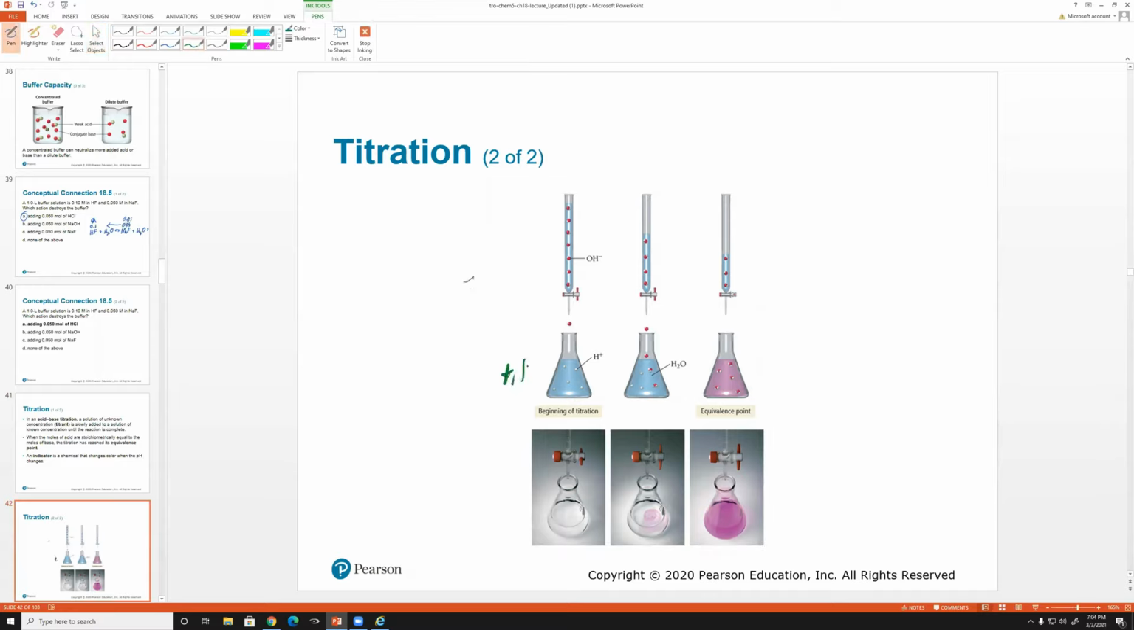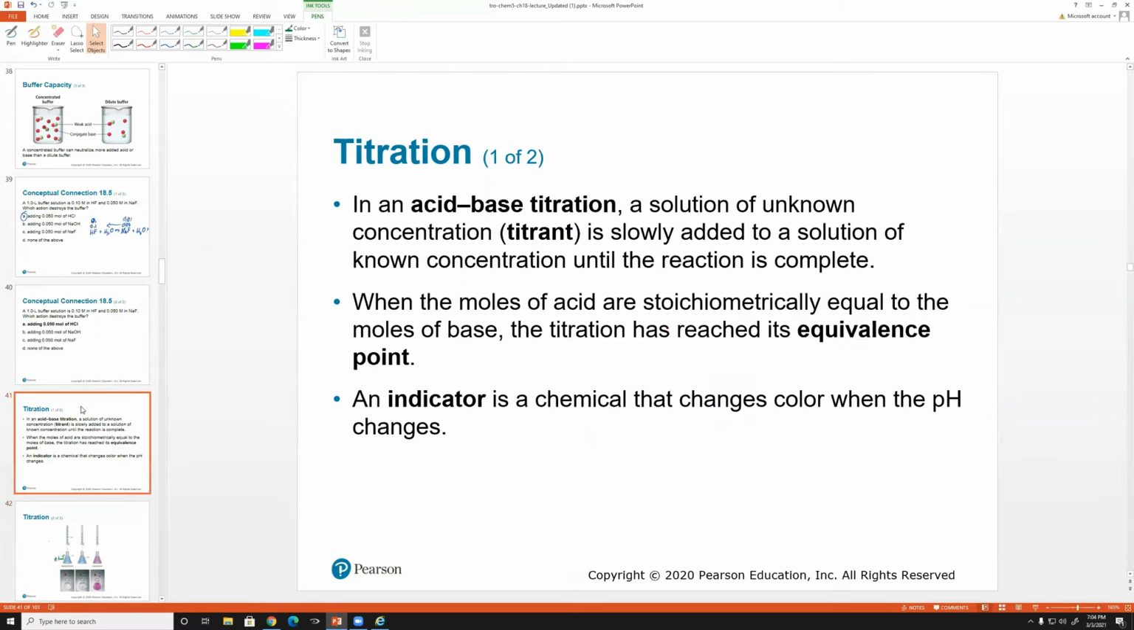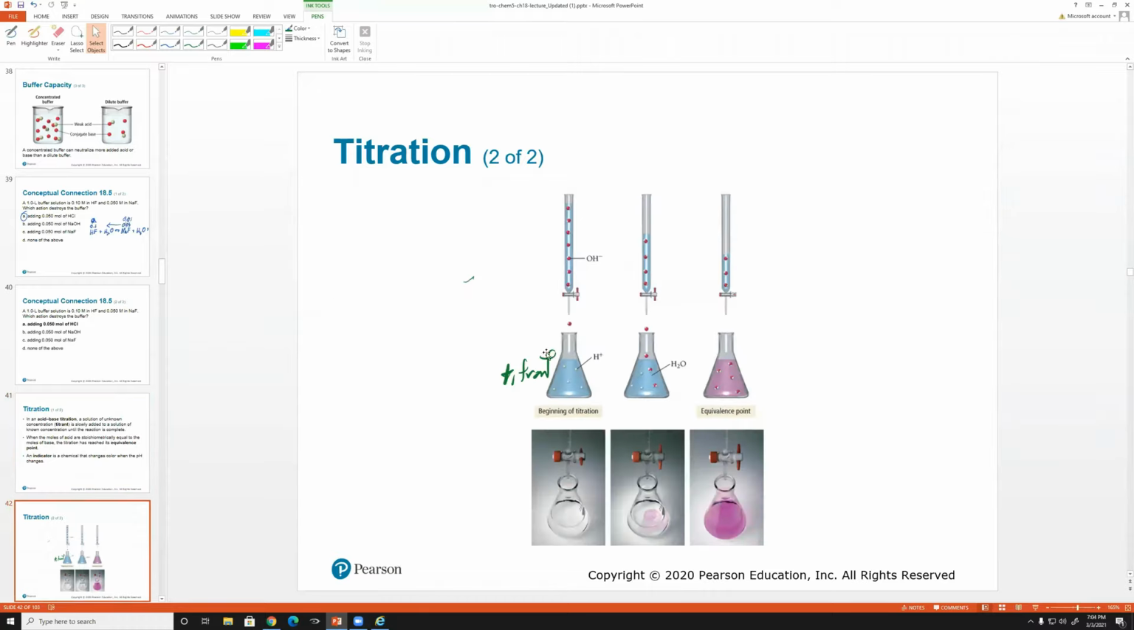Wait, hold on. They have it flipped. Take that back. Okay, that's not correct, actually. So the titrant is normally, yeah, that's what I figured. The titrant is what you know. And the unknown solution, we don't call it anything. We just call it the unknown solution.